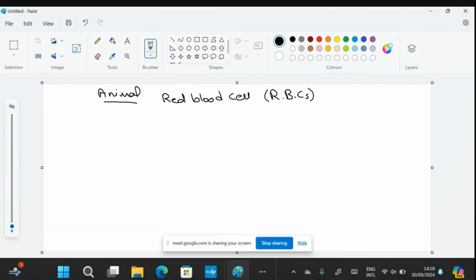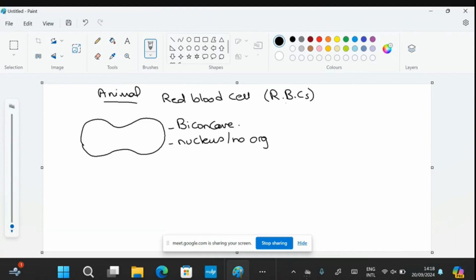The red blood cells, how do they look? They have a structure which is called biconcave. I mean, they are curved to the inside from both directions. Also, the cell decided not to have any nucleus or organelles. They don't have any organelles or nucleus, in order to increase the surface area and have more room to carry more hemoglobin, which is the red pigment that does the function of the red blood cells.